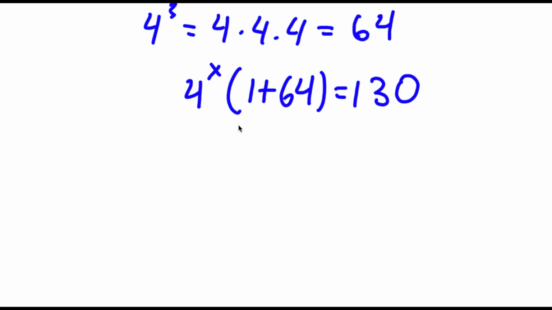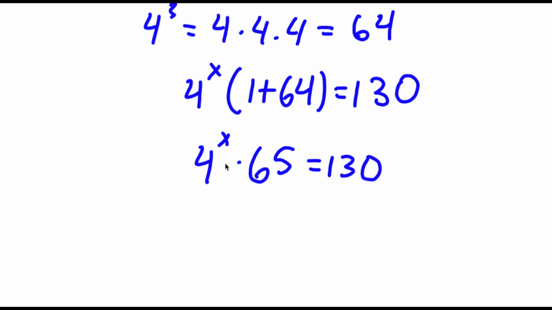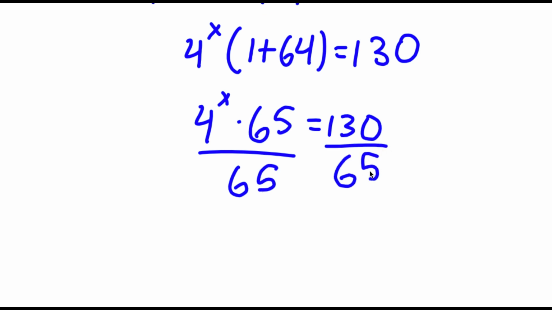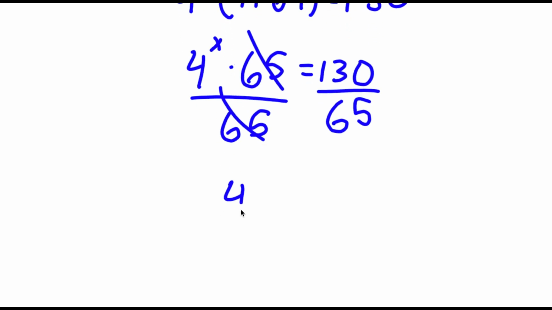Now 1 plus 64 is 65, so I have 4 to the power of x times 65 is equal to 130. Now we obviously want to isolate x here, so I'm going to go ahead and divide both sides by 65. So then these two cancel out, and I'll be left with 4 to the power of x is equal to 130 divided by 65, which is 2.